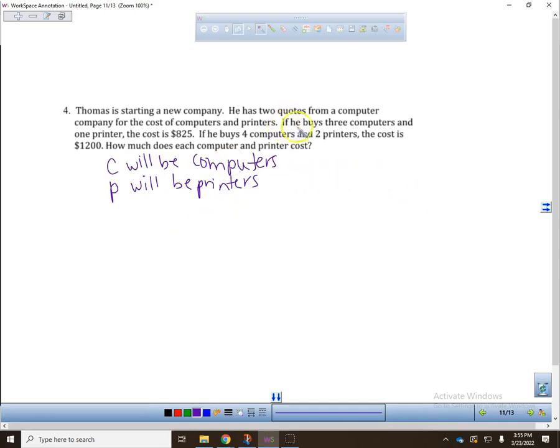So let's look at the first sentence here. If he buys 3 computers and 1 printer, he spends $825. The next sentence, if he buys 4 computers and 2 printers, he spends $1,200. They want to know what the computers and printers cost. So given these 2 statements, these 2 equations, I can solve for the computer and the printer. I get to choose how I want to solve.